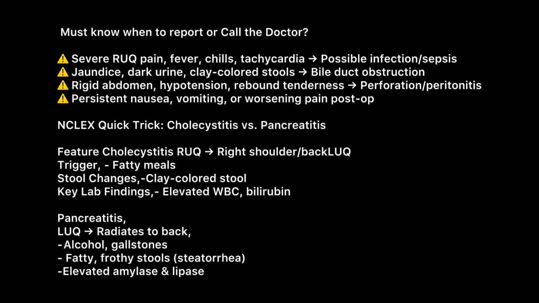So the signs and symptoms to report are severe right upper quadrant pain, fever, chills, tachycardia. In case of bile duct obstruction, there will be jaundice, dark urine, clay colored stool. And in case of perforation or peritonitis, rigid abdomen, hypotension, rebound tenderness. So always report these conditions.